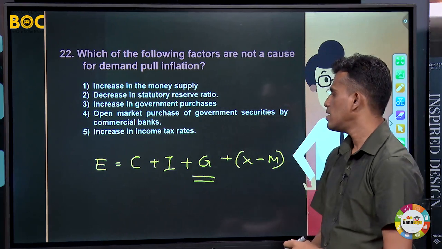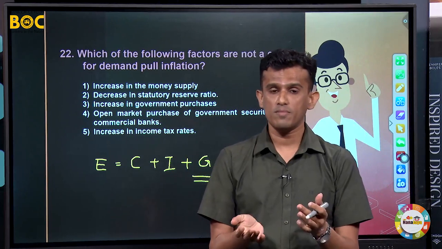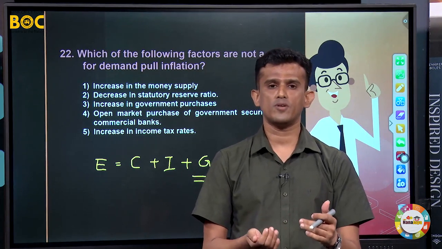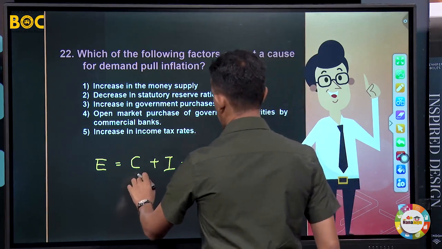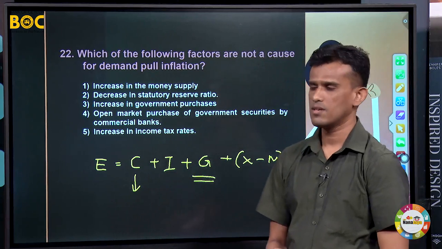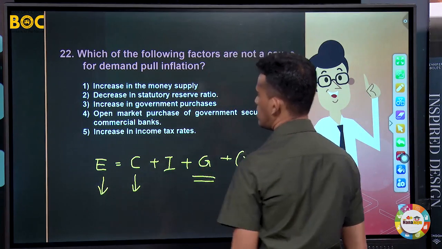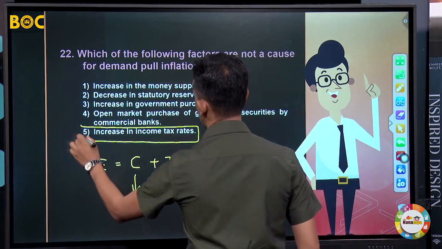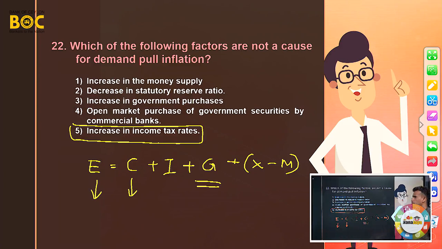But increase in income taxes. If income tax rates are increased, the disposable income of households will go down. So, disposable income decreases means the consumption expenditure of households will go down. If consumption expenditure of households is going down, that is leading for the aggregate expenditure to go down. Therefore, the fifth answer is not a reason for the demand pull inflation.